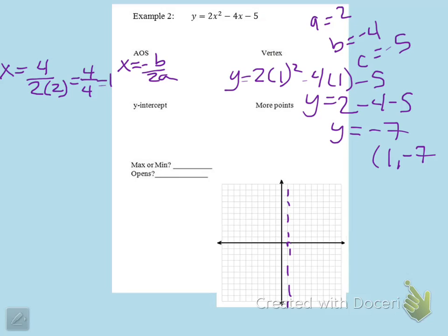I'm going to change colors. So my vertex, I'm going to make pink here. So 1, 2, 3, 4, 5, 6, 7. So there's my vertex. Some people think of it as when you spell out vertex, that V kind of looks like the parabola, and that's the low or high point on my parabola. So if that helps, you can think of it that way.